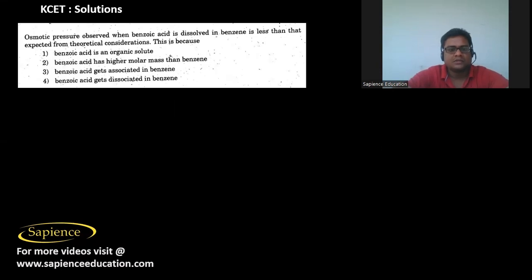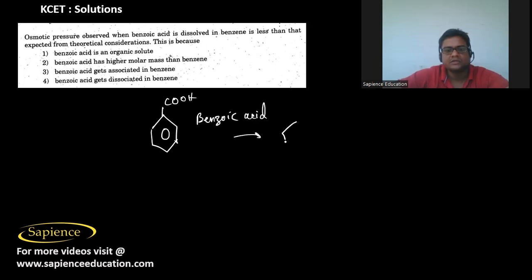Then it is told the osmotic pressure observed when benzoic acid is dissolved in benzene is less than that expected from theoretical considerations. Benzoic acid means C6H5COOH. This is because benzoic acid gets associated in benzene.